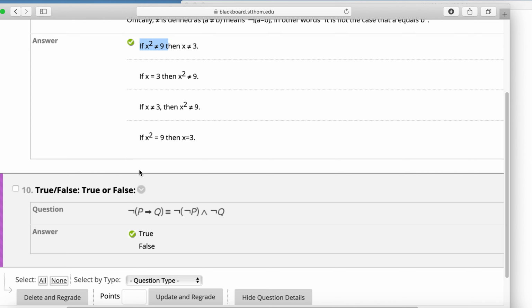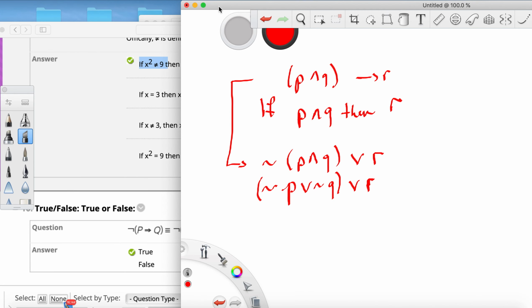Okay, and this last one, pretty straightforward. Let's do that in blue. So you have not P implies Q, and before I reveal the other half, let's just do what we did a few problems ago. So first off, just recognize that P implies Q is equivalent to not P or Q.